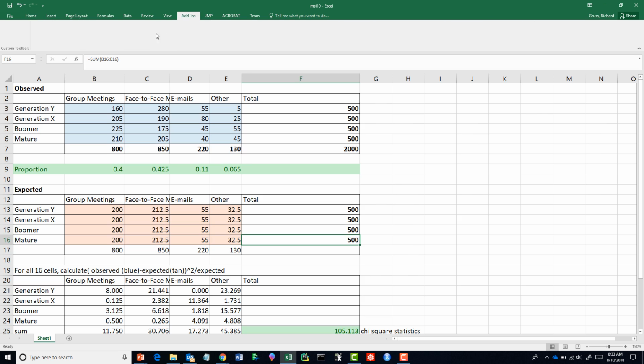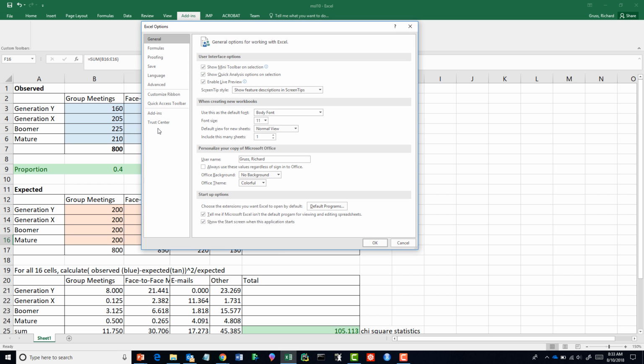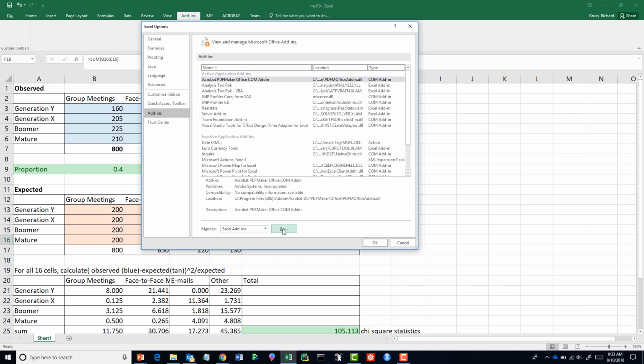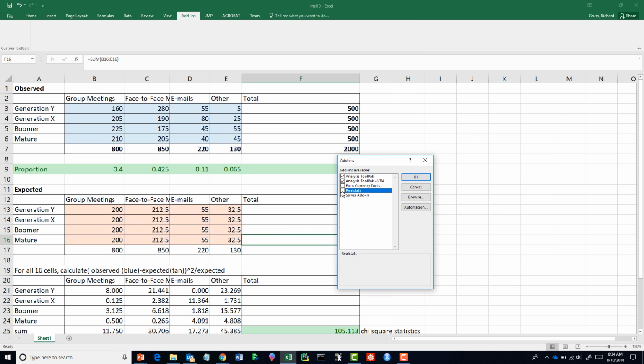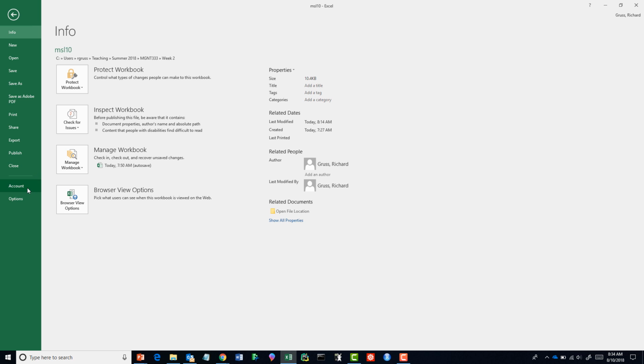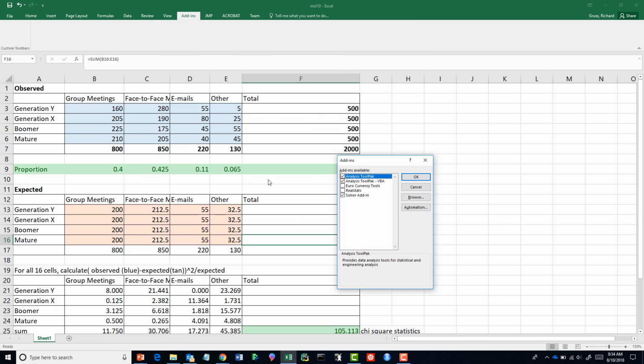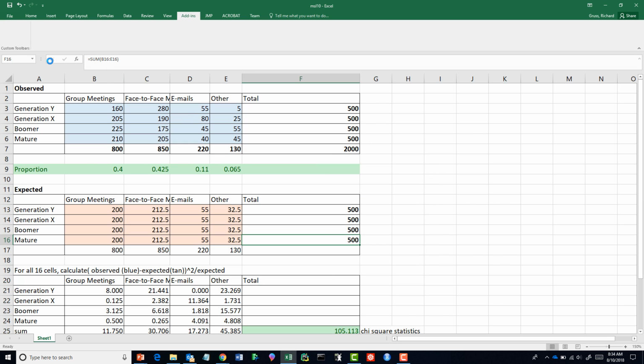So you go to add-ins, and now one of the maddening things about this is that it keeps uninstalling. So if you find that your real stats add-in is missing, then I found that if you just come here and uninstall it, and then you come back in here and reinstall it, then it magically reappears. I'm not sure what's going on there, but that happens.